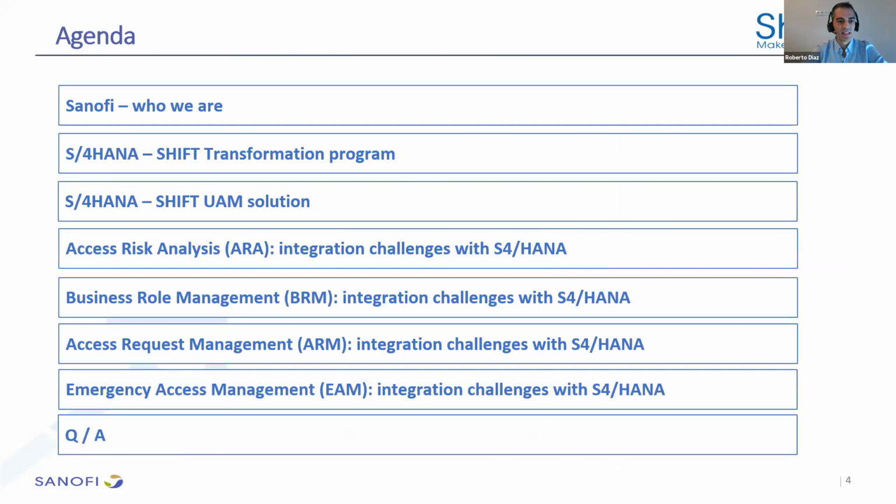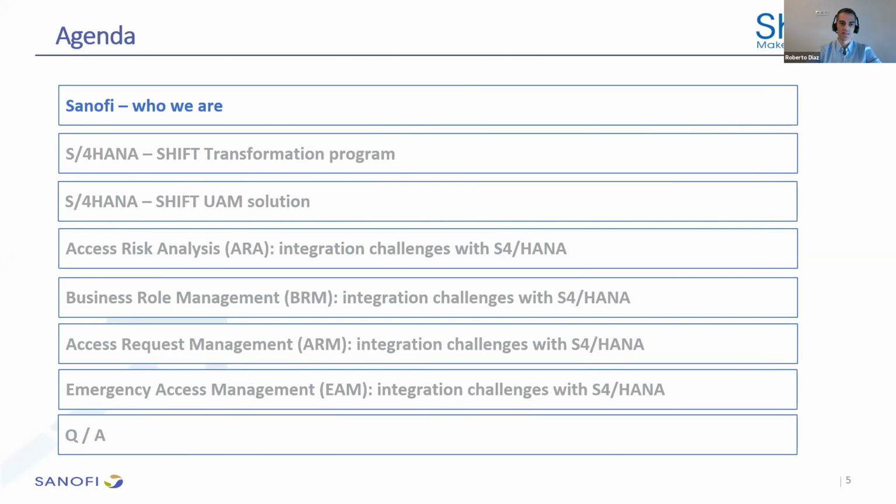So, well, this is the agenda. The first 3 parts are an introduction on who we are, the SHIFT program, and the SHIFT UAM solution. And the last 4 parts are about the successes and challenges to integrate S/4HANA with the 4 SAP GRC modules, which are Access Risk Analysis, Business Rule Management, Access Request Management, and Emergency Access Management. I hope you all are familiar with those.